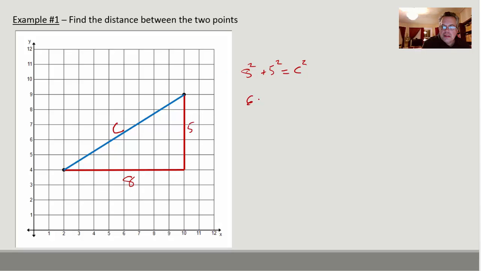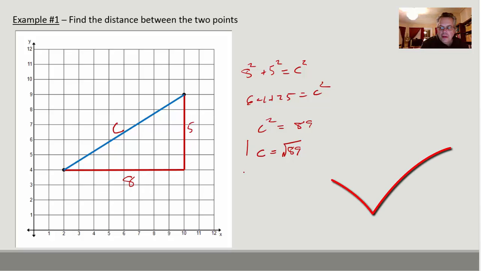Okay, so that means 64 plus 25 is C squared, or C squared is 89. And if we take the square root, that means that C, which is the distance between the points, is the square root of 89. Now, no perfect square goes into 89. 89 is actually a prime number, so we're done. It can't be simplified. That's the distance between those 2 points. Square root of 89. So a little bit more than 9. So it's a little bit more than 9 units from one point to the other.